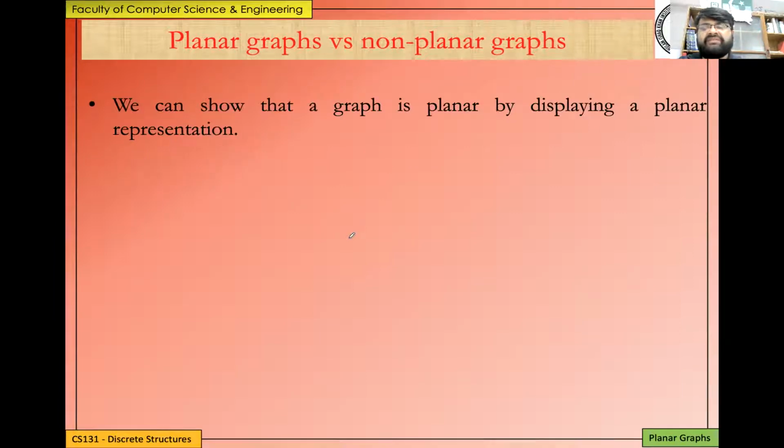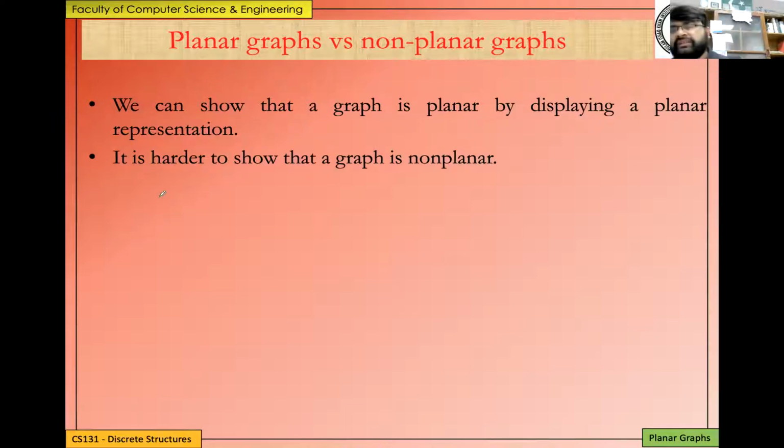So we can show that a graph is planar by displaying a planar representation. Of course, a graph is planar if we can come up with a planar representation. However, it is much harder to show that a graph is non-planar, because you might be showing only a particular representation. You would either have to show each and every representation, which is not possible, or you might have missed the ones that are planar. To show that a graph is planar is really easy because you just need to draw the planar representation.